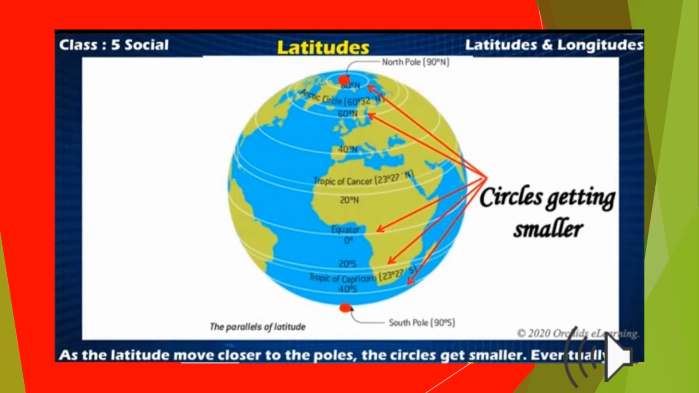The length of latitude decreases as we move to the North Pole or South Pole. On the poles, they are just a point instead of a full circle. The polar latitudes are at angles of 90 degrees each from the equator. So, North Pole is at 90 degrees north and South Pole at 90 degrees south.